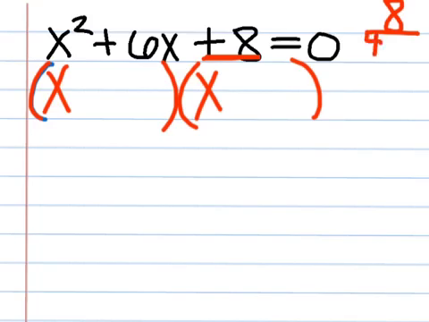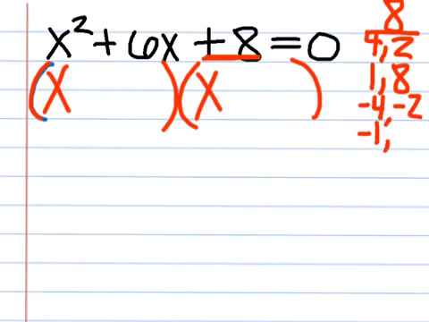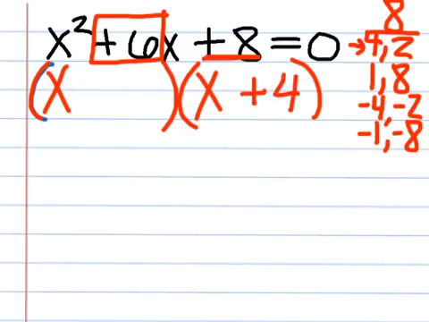4 and 2. 1 and 8. Any others? Could do negative 4 and negative 2. Negative 1 and negative 8. Okay. Now we need to find which two of those factors we can add together to get positive 6. 4 and 2. So positive 4 and positive 2 are what we're going to put in for our factors.